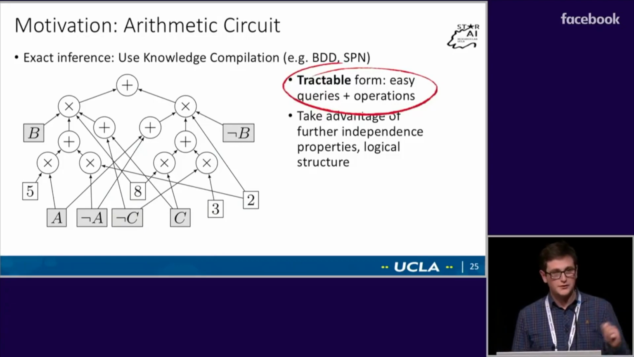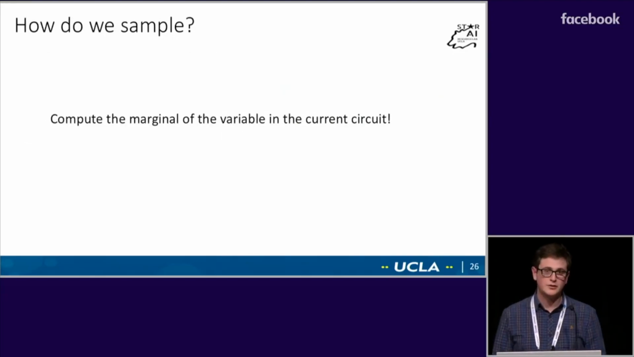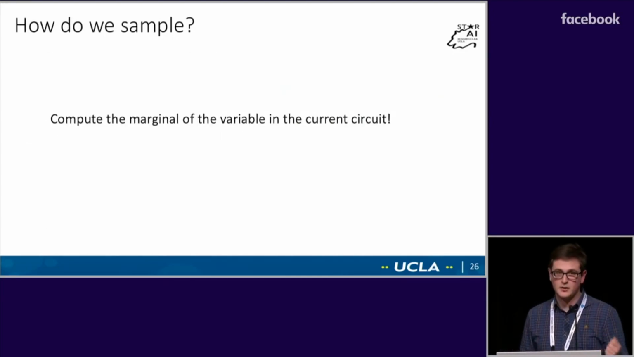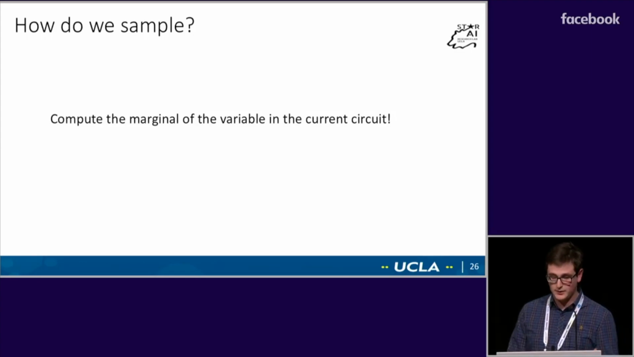So all of these queries are easy, right? We already have the circuit. So let's just compute the marginal of the variable in the current circuit and use that as our proposal distribution. It's highly effective and we're getting it for free.